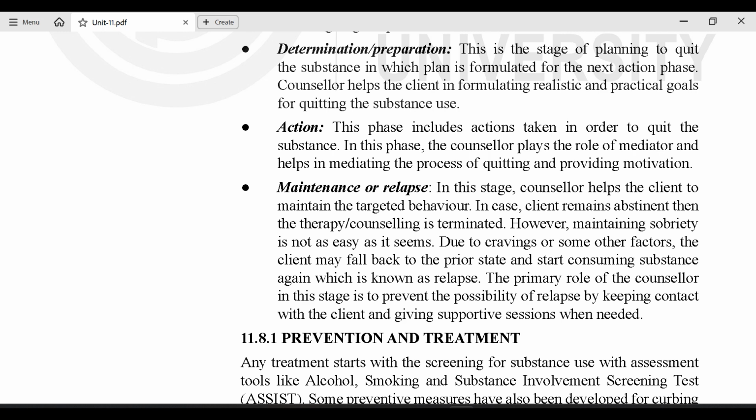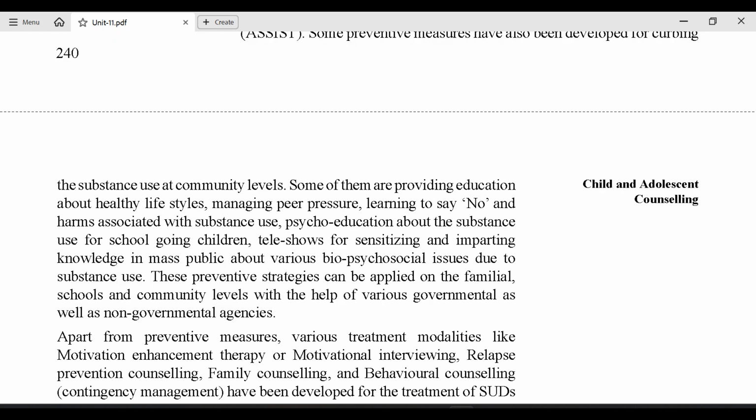11.8.1 Prevention and treatment. Any treatment starts with the screening for substance use with assessment tools like the Alcohol, Smoking and Substance Involvement Screening Test, ASSIST. Some preventive measures have also been developed for curbing substance use at community levels. Some of them are providing education about healthy lifestyles, managing peer pressure, learning to say no, and harms associated with substance use, psychoeducation about substance use for school-going children, and teleshows for sensitizing and imparting knowledge to the mass public about various biopsychosocial issues due to substance use.